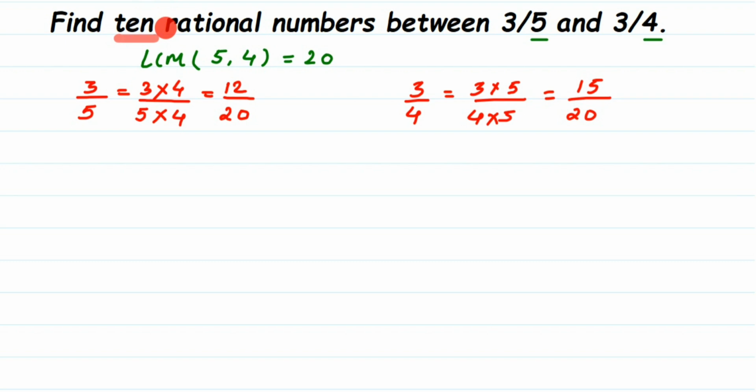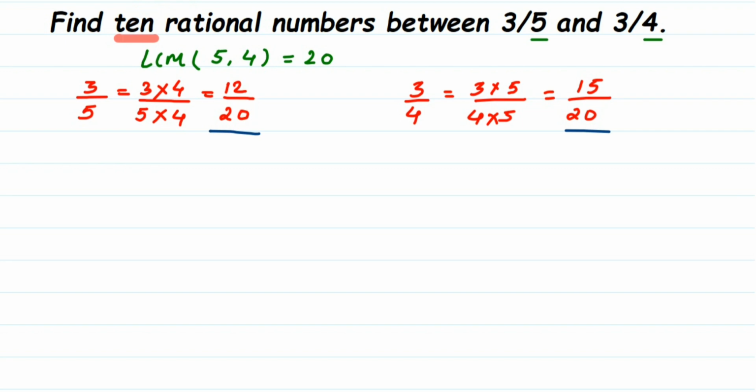So what we're going to do is again find the equivalent rational number of 12/20 and 15/20. And why am I doing this? Because I want a gap between these two numbers, because I have to take 10 rational numbers, right? But I am getting only 2 here. So how to get more rational numbers, how to find more? So I'm going to find the equivalent rational numbers of these two numbers again.